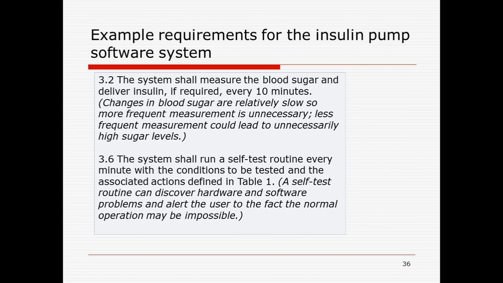So that particular period has to be specifically specified in the requirement. Similarly, self-test routines may be required in a specific duration. So this kind of requirement can be specified in natural language as shown here.